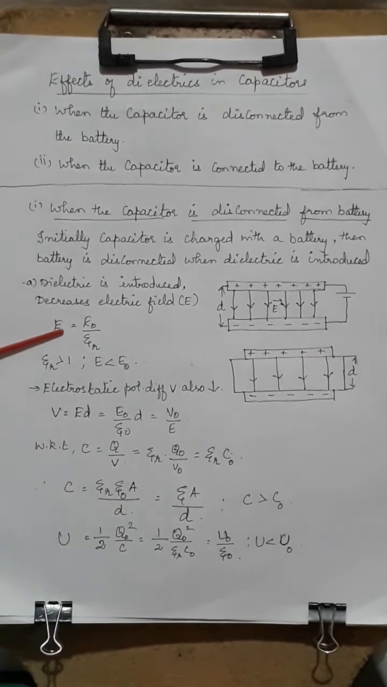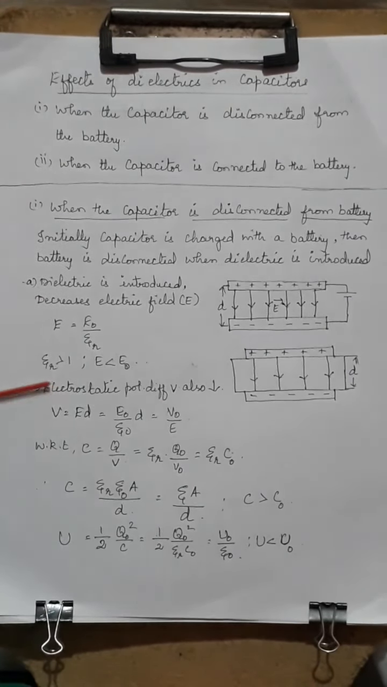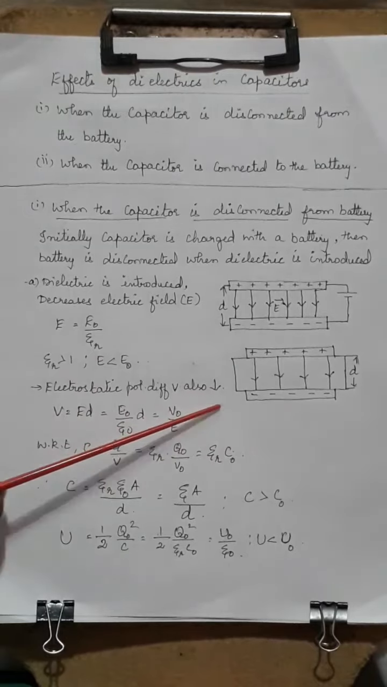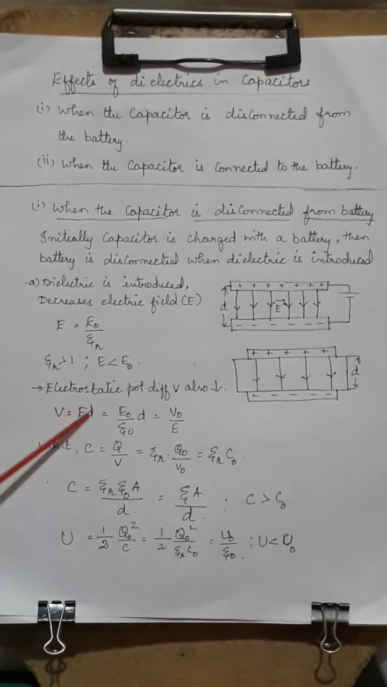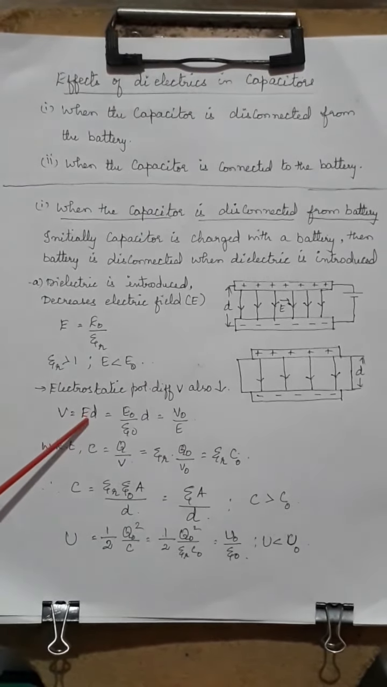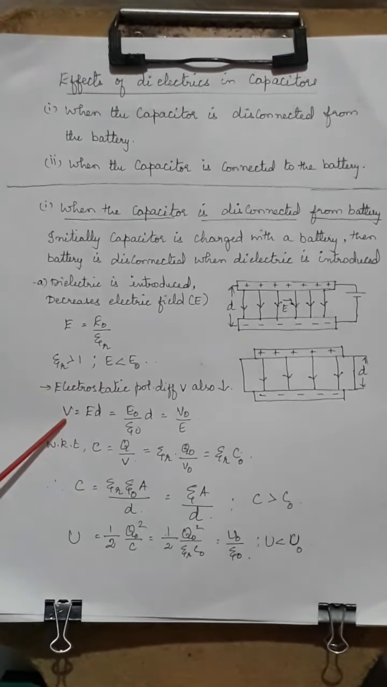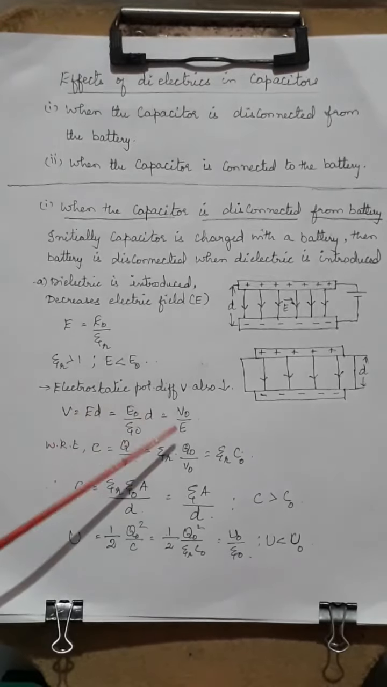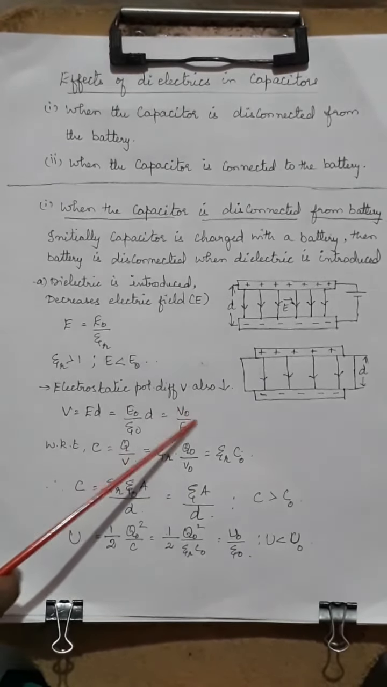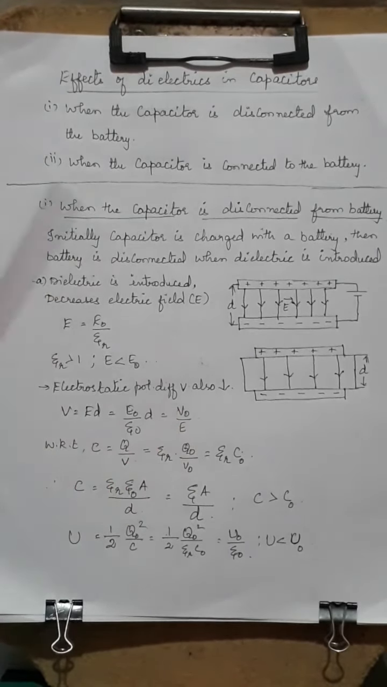Now what happens to the potential? Here I have found E will reduce. Potential also reduces, because V is equal to E into d. So naturally when E decreases, this potential will also decrease. That is what I have got here: it will be V naught by epsilon r, where it has got reduced.